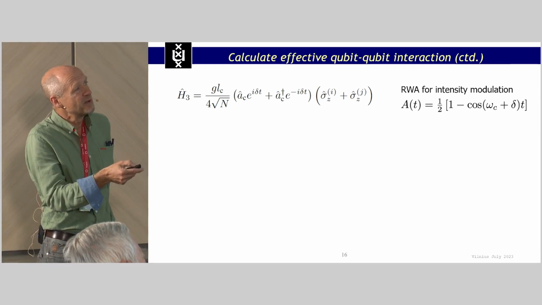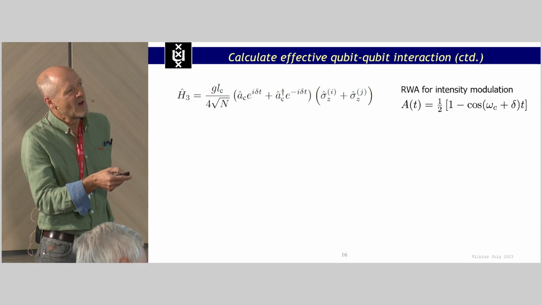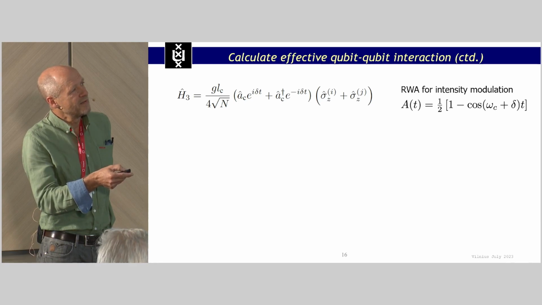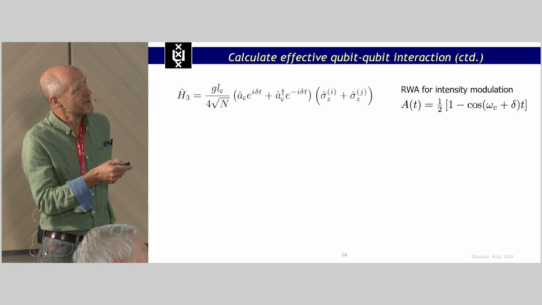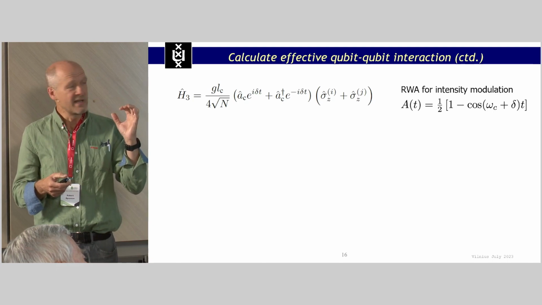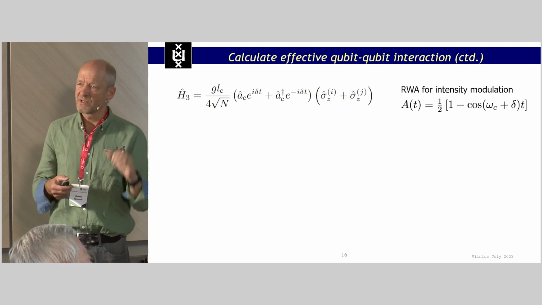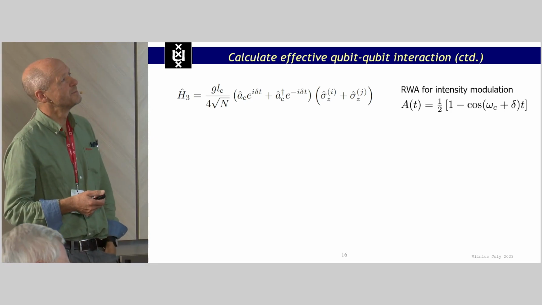And when you do that, you can do a rotating wave approximation. So this modulation function is a cosine. But if you do the rotating wave approximation, this can then be rewritten in terms of the phonon mode operators. So the a_c and a_c dagger are creation and annihilation operators for the center of mass phonon mode.